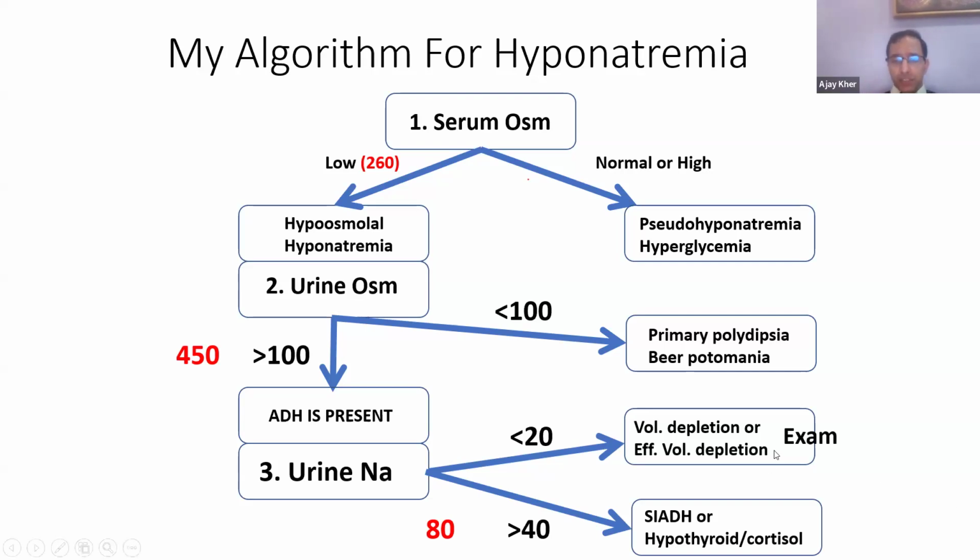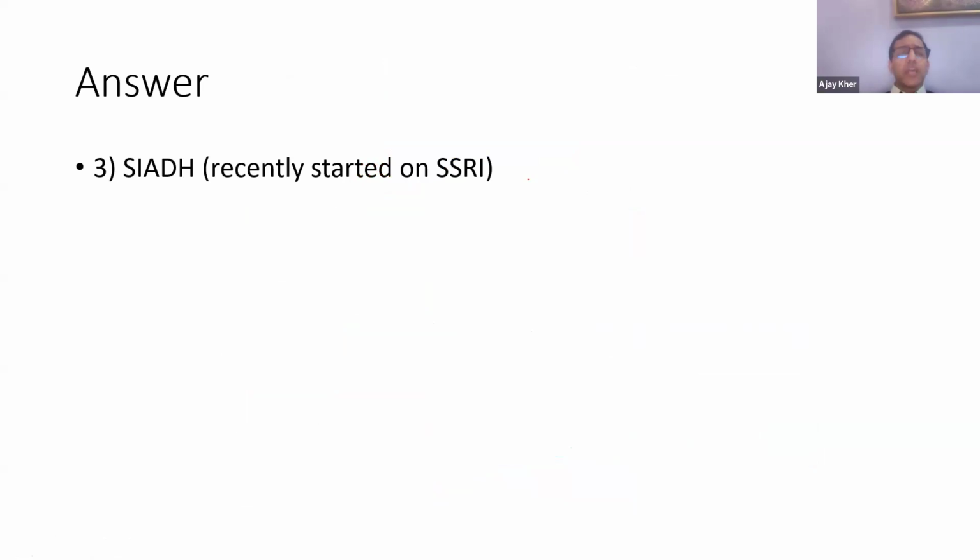And in case someone is confused as to true volume depletion or effective volume depletion, on exam, all those with effective volume depletion, heart failure, cirrhotics, will be massively volume overloaded with edema and those kind of presentations, while volume depletion will be hypotensive, in shock, with poor skin turgor. So the answer for this case is SIADH. And so when you went into the story of this patient, it turned out that they had recently started fluoxetine for depression. And when we stopped it, the hyponatremia disappeared.